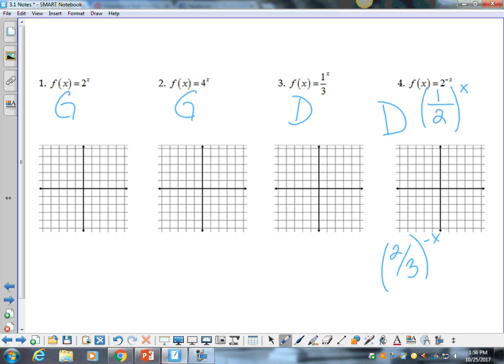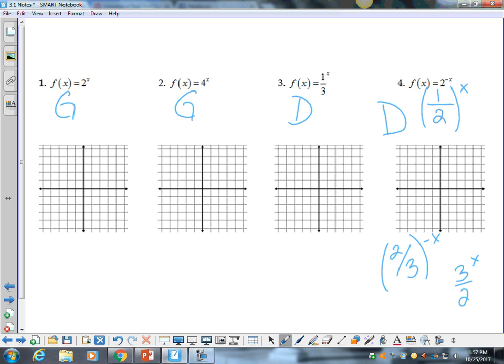So that's 3 over 2 to the x, which is now growth. It was decay, but because of the negative power, it now becomes growth, because 3 over 2 is bigger than 1. How cool? Okay, so let's draw.